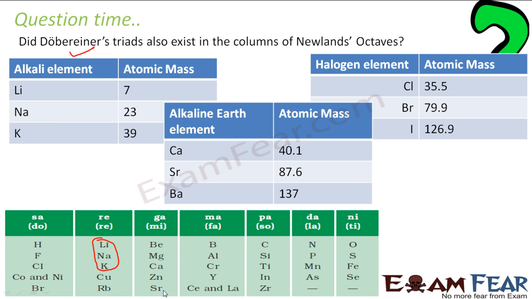Calcium, strontium, barium: strontium and barium are not there, so this triad doesn't exist. Chlorine, bromine, iodine: chlorine is there, bromine is there, iodine is not here. So that means this triad also doesn't exist. So only one Dobereiner triad is part of Newlands' law of octaves.